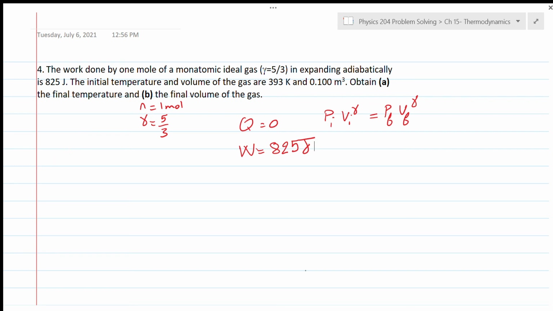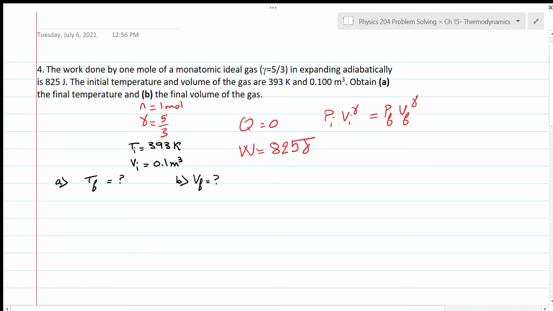Alright, so in this problem, we are given the work done by 1 mole of a monoatomic ideal gas expanding adiabatically, and it's given to be 825 joules. We are given the initial temperature and volume of this gas, which are 393 Kelvin and 0.1 meters cubed. We want to find first the final temperature, and then we want to find the final volume of this gas.